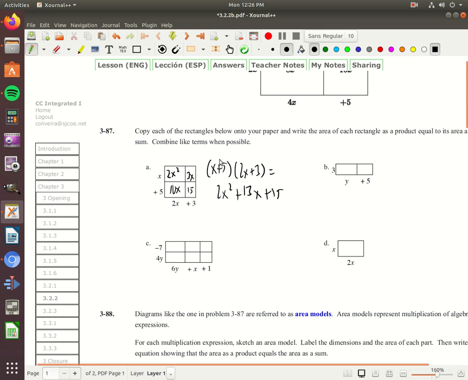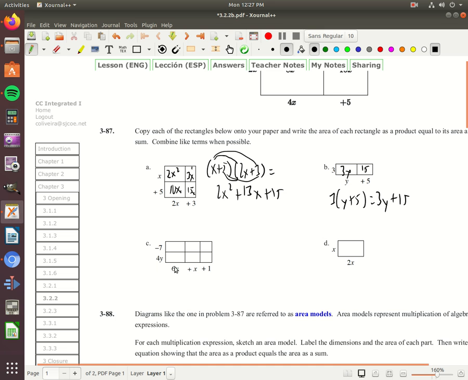And again, you can see x times 2x is 2x squared, x times 3 is 3x, 5 times 2x is 10x, and 5 times 3 is 15. This right here is known as FOIL. I grew up using FOIL. I didn't use area models. 3 times y is 3y, 3 times 5 is 15, so this will be 3 times y plus 5 is equal to 3y plus 15.